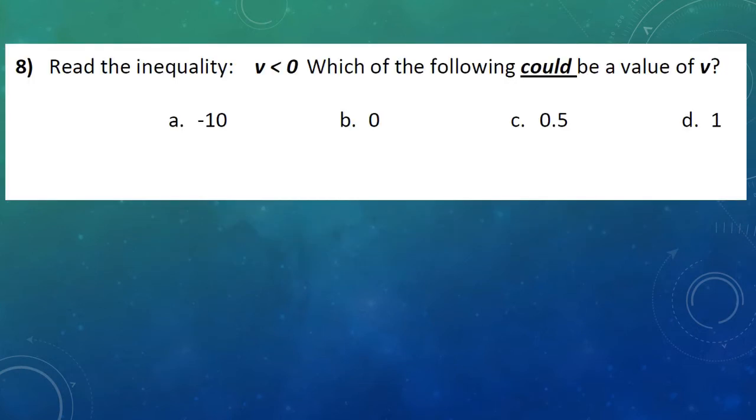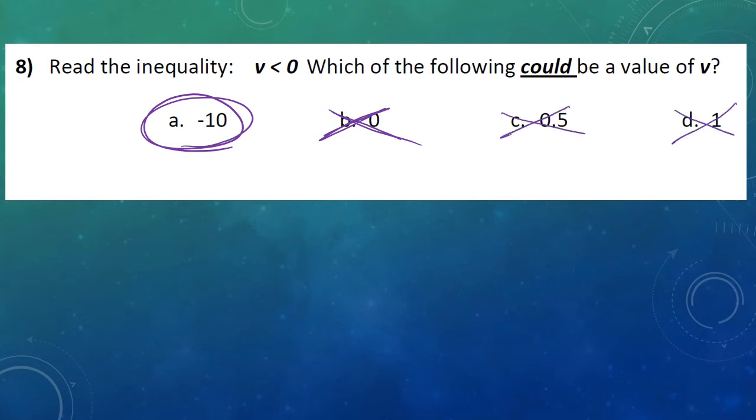So now question number 8 says this, read the inequality. V is less than 0. Which of the following could be a value of V? So we have to figure out which of these numbers is less than 0. We have -10, definitely less than 0. 0 less than 0, no, those are equal. How about 0.5? That is greater than 0, so that can't be it. And 1 is greater than 0. So we're just left with letter A, -10, could be one of the values for V.